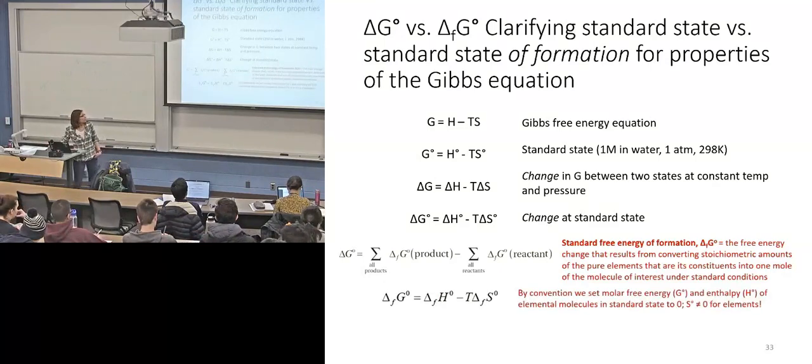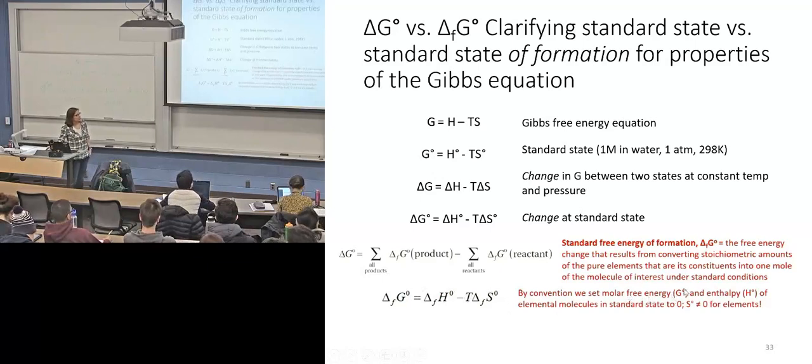And then to get these changes in formation, I can use the Gibbs free energy equation again with just of formation for enthalpy and of formation for entropy built in. By convention, we set molar free energy, G naught, and enthalpy, okay? This is key.